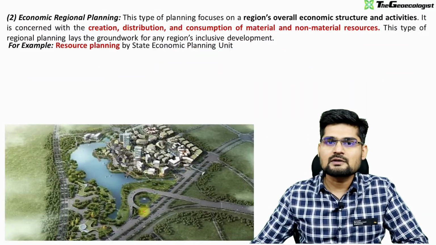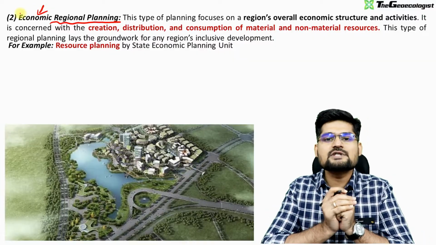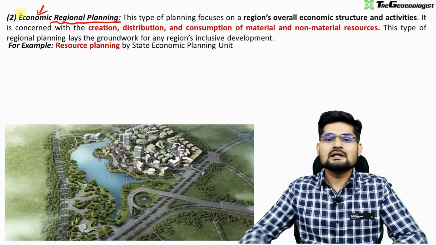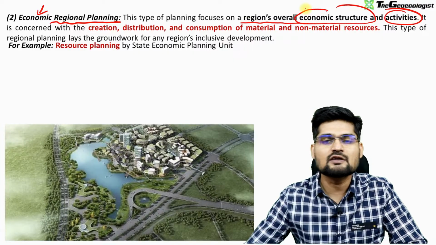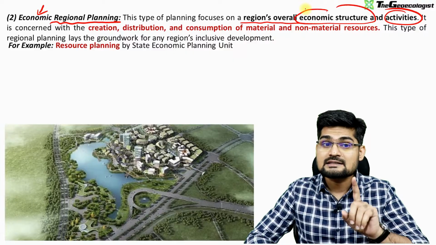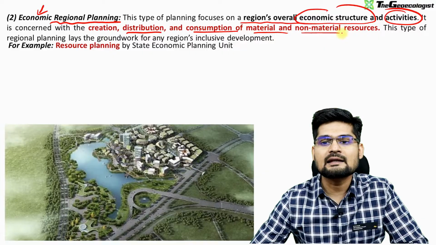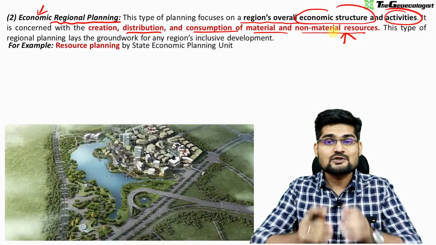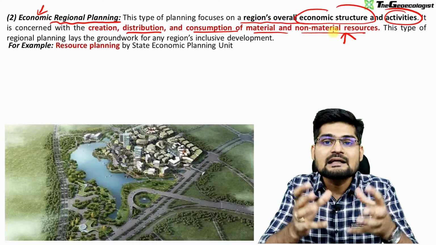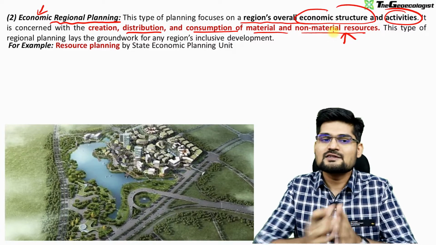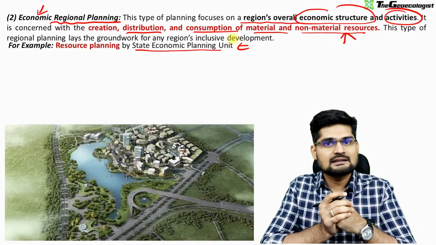Now, the next important type of planning is economic regional planning. As the word says, the prime objective is an economic plan here. This type of planning focuses on the region's overall economic structure, economic growth and development activities. And remember, it is concerned with creation, distribution and consumption of material and non-material resources. In resource geography, we understand natural resource management, and that is an integrative part of this planning. For example, resource planning by state economic planning units, that is what we do.